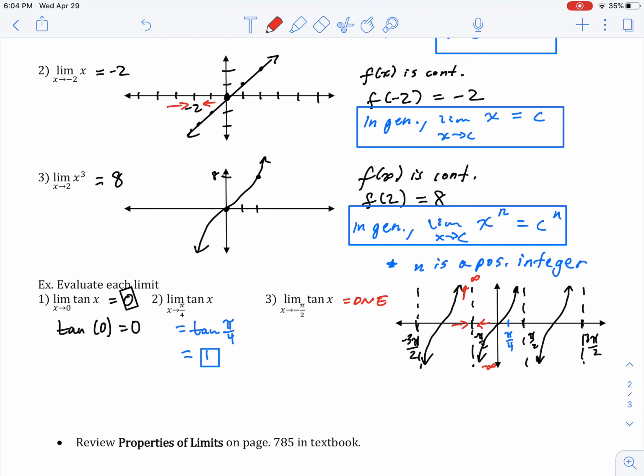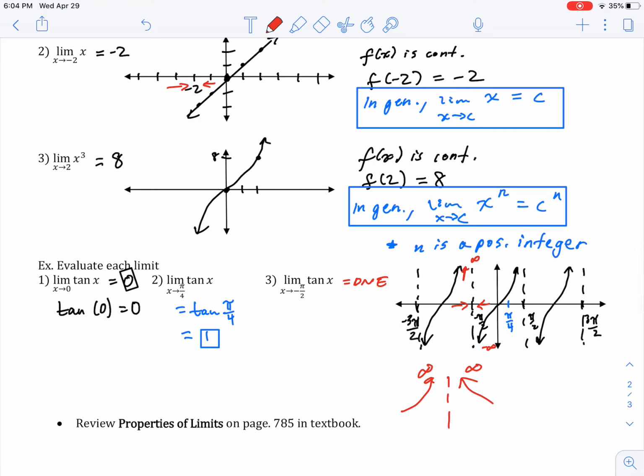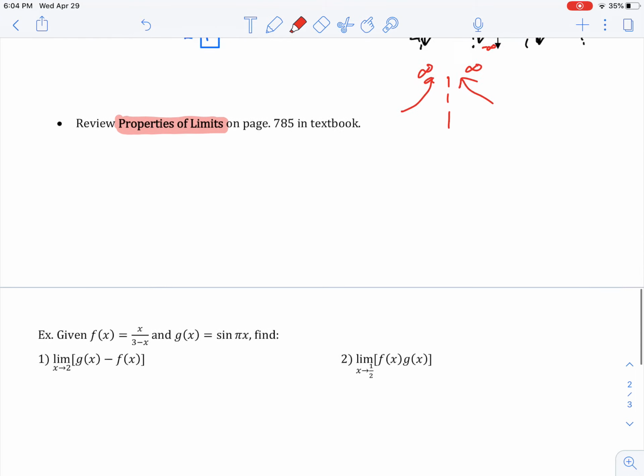But on top of that, even if they did agree with one another, in other words, if you had a graph where both sides were approaching positive infinity, infinity or negative infinity cannot be a limit, right? So for this reason, this limit doesn't exist. I would encourage you to go ahead and open up to page 785 in your textbook and review the properties of limits if you haven't already done so. Okay, so go ahead and review those. The page numbers might be a little different if you have a different edition of the textbook, but they should still be in the same area.